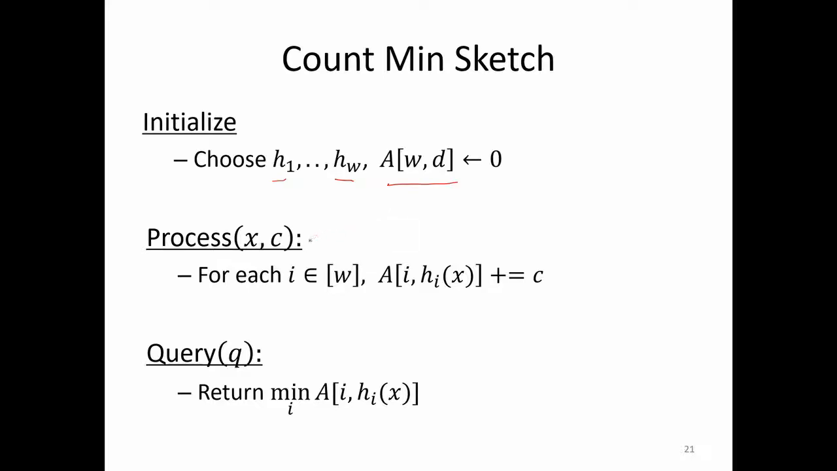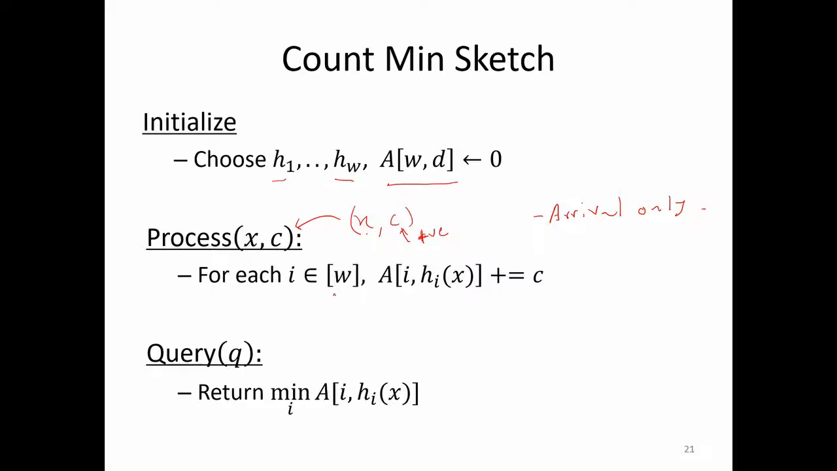Now we are processing an item X along with its count, where X is the item and C is its count. By the way, we are still in the arrival only model, so this count is strictly positive. This works when the count is strictly positive.